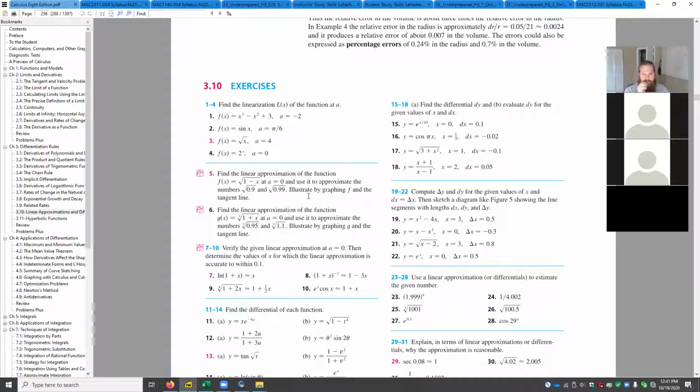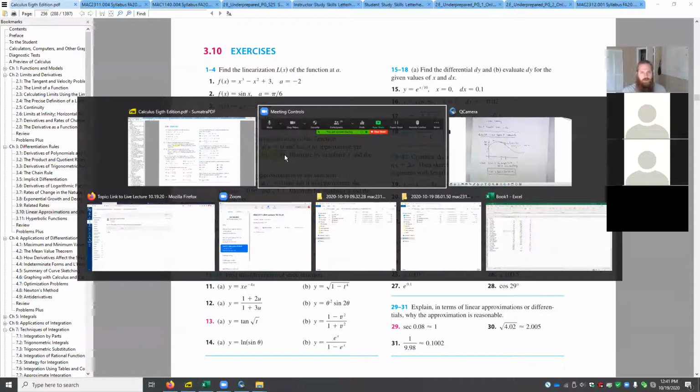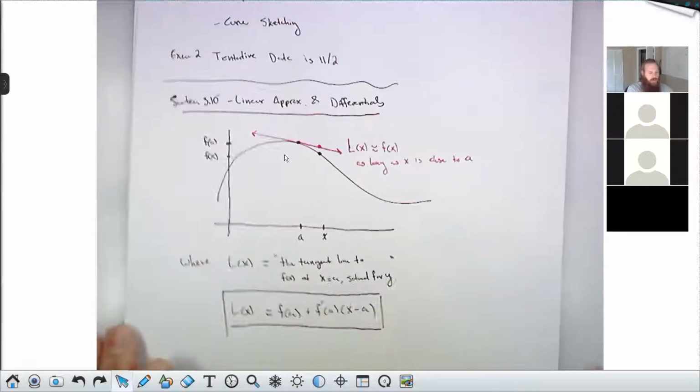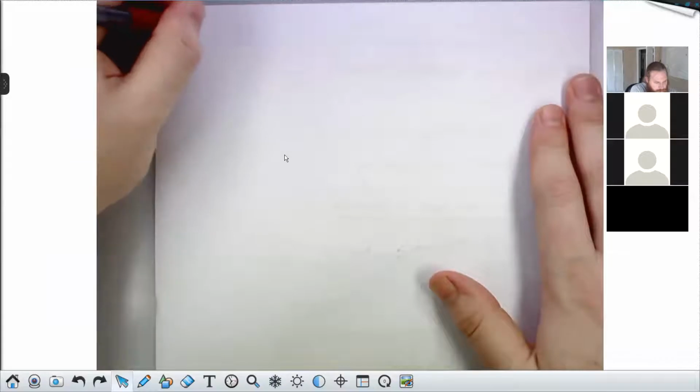Find the linearization. So I'm looking at number 5 here: find the linear approximation to the function f of x equals the square root of 1 minus x taken at a equals 0, and then use it to approximate these numbers. And they want us to draw the corresponding picture like I had over there. So let's do it. This would be an exam level problem.